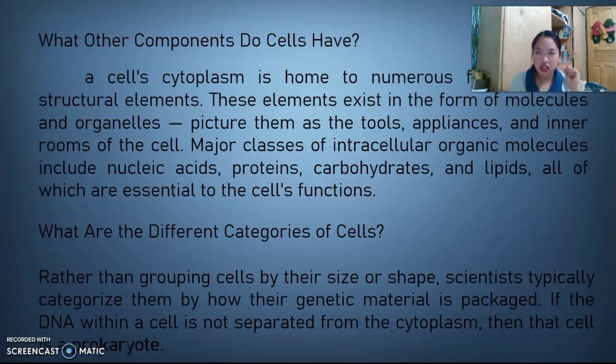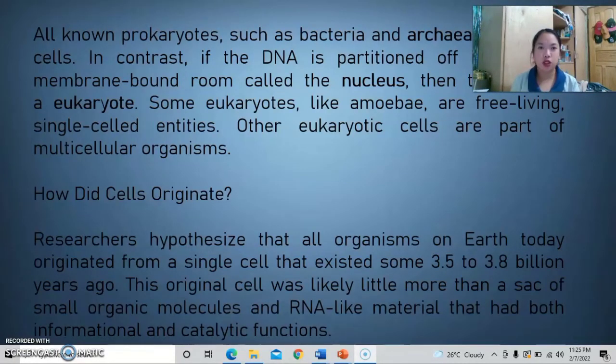For example, all plants and animals are made of eukaryotic cells, sometimes even trillions of them. So, next. All prokaryotes such as bacteria and archaea are single cells. In contrast, if the DNA is partitioned off in its own membrane-bound room, called the nucleus, then that cell is a eukaryote. Some eukaryotes like amoeba are free-living single-celled entities. Other eukaryotic cells are part of multicellular organisms.